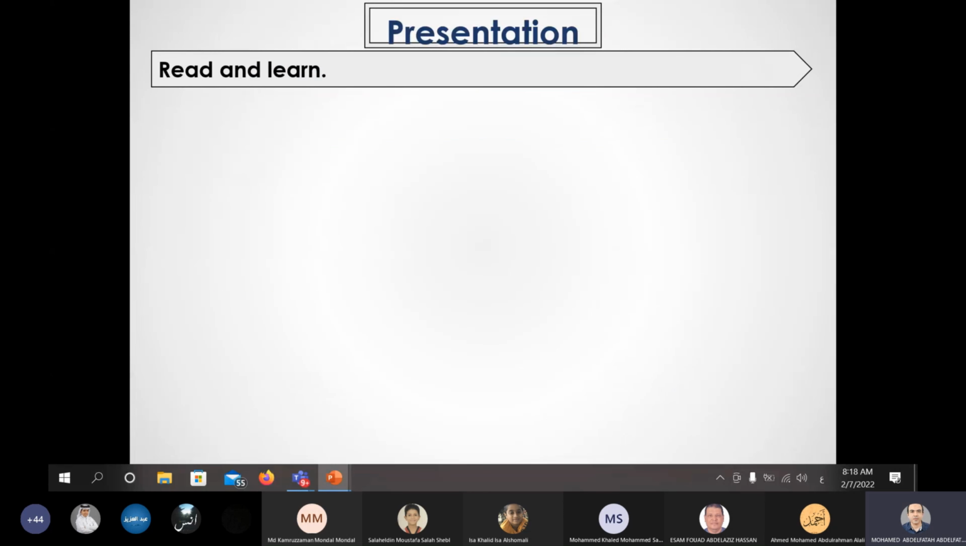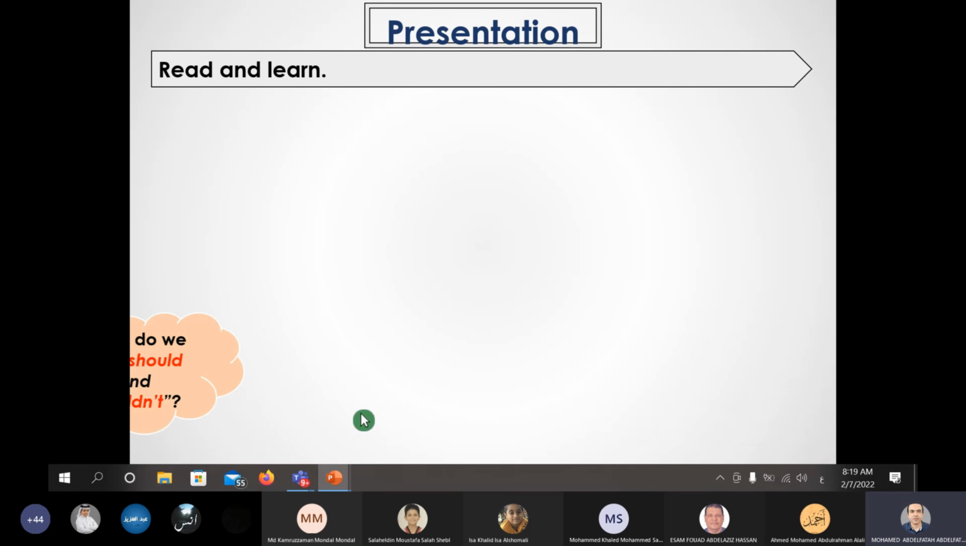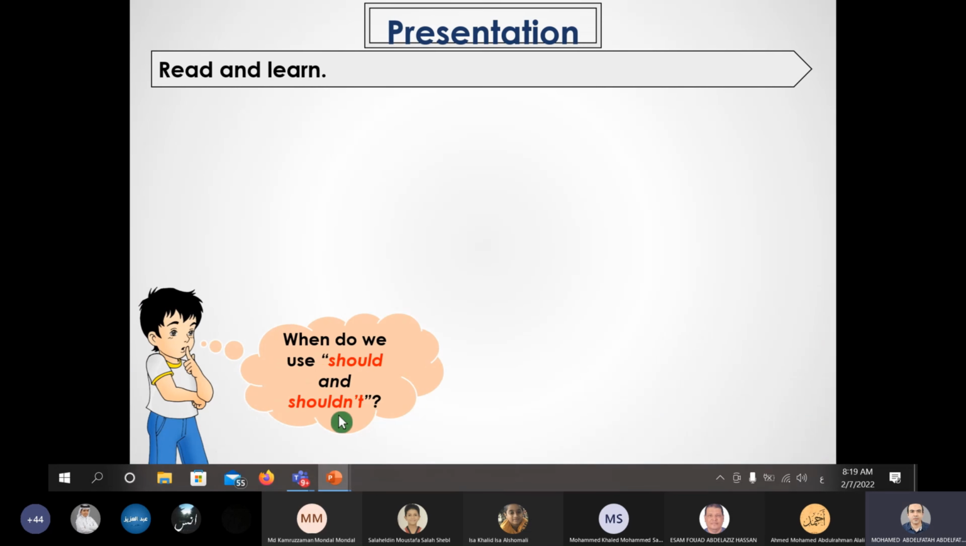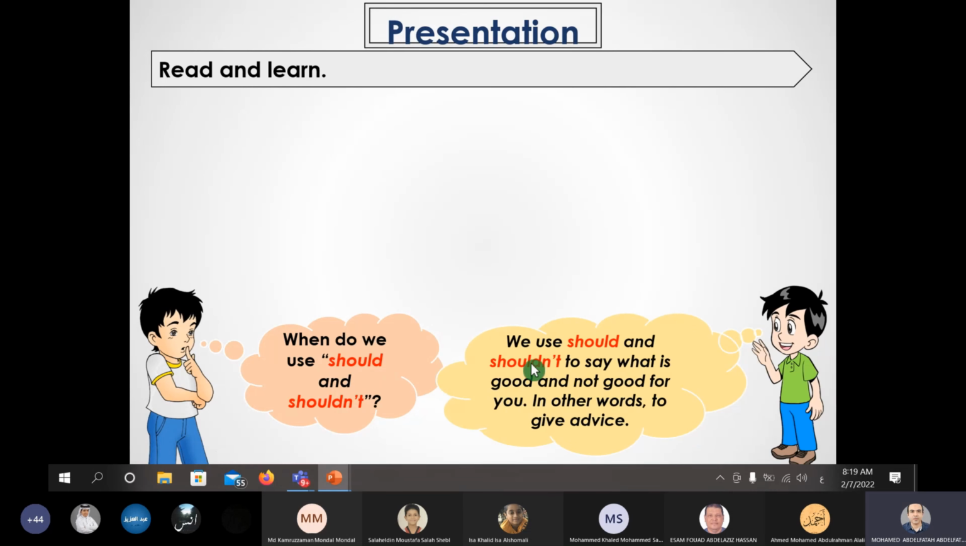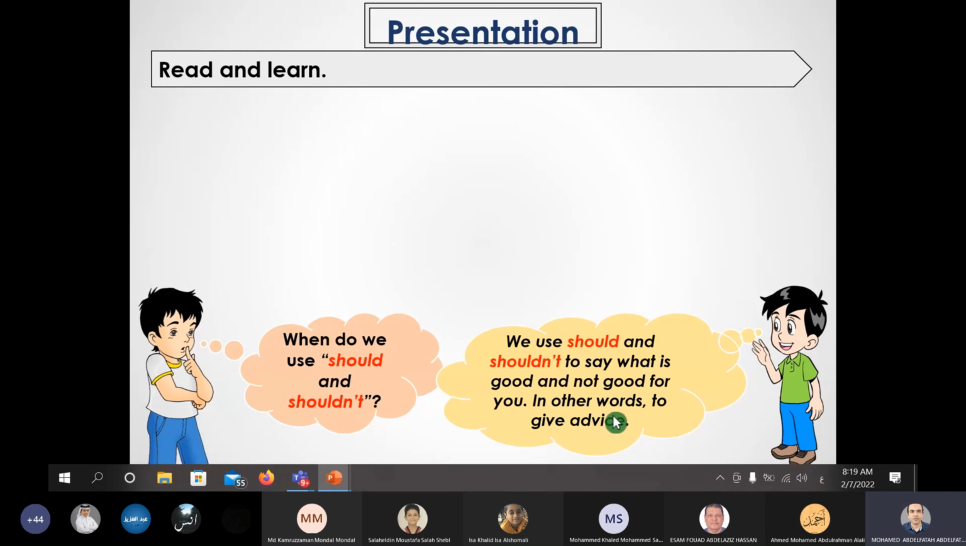Now, let's have more details about should and shouldn't. I have a question. When do we use should and shouldn't? And the answer is we use should and shouldn't to say what is good and not good. What is good for you and what is not good for you. In other words, to give advice. We use should and shouldn't to give advice to other people.